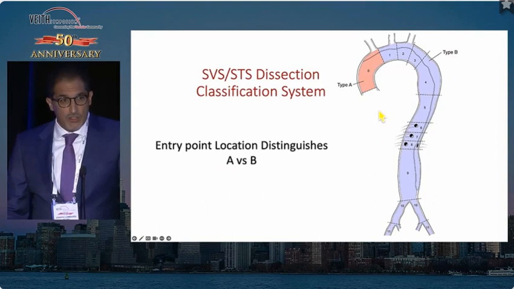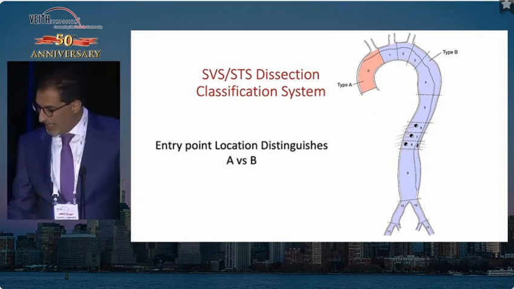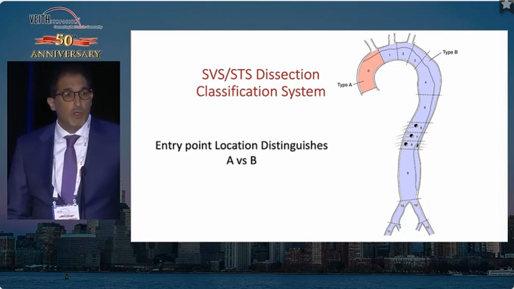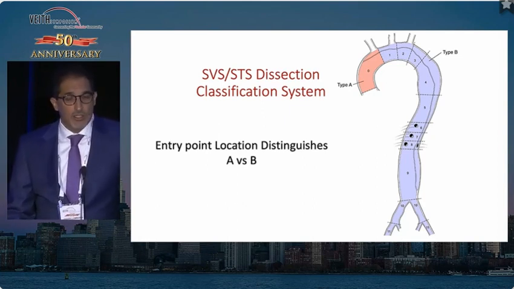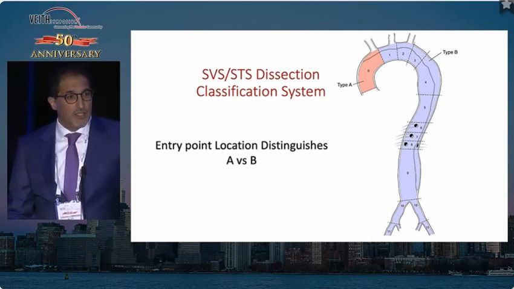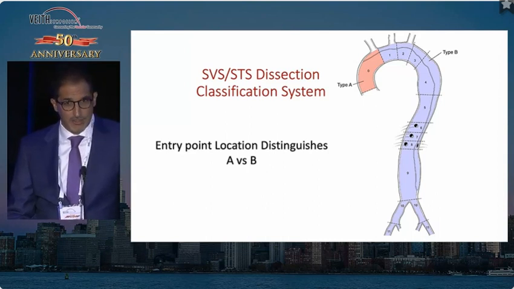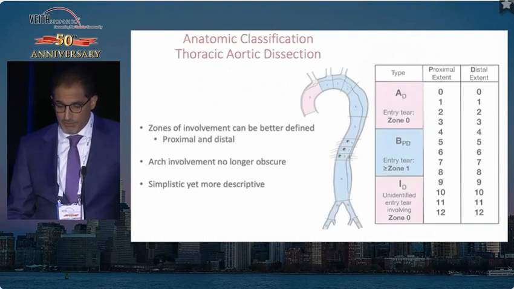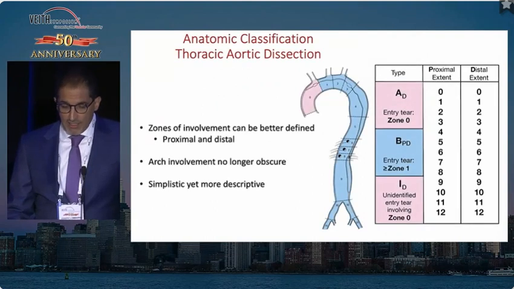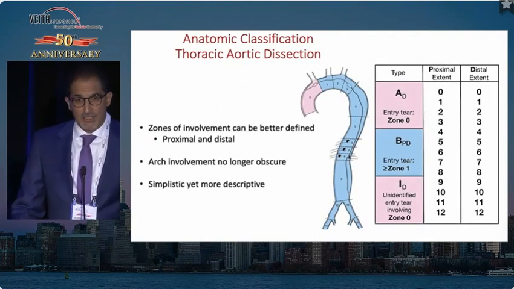So what we devised was a new classification system that really regionalized the entry tear, and the location of that entry tear was what we call type A versus type B. So if the entry tear is in zone 0, it's a type A dissection, clear and simple. If the location of the entry tear is not in zone 0, it's a type B dissection. So let me elaborate a little bit further. The zones of involvement can be better defined both proximally and distally with this classification system.